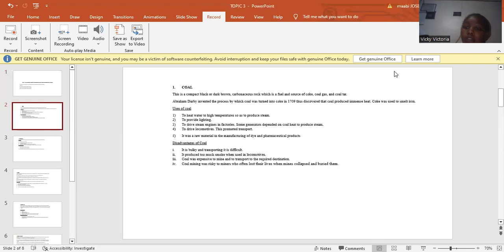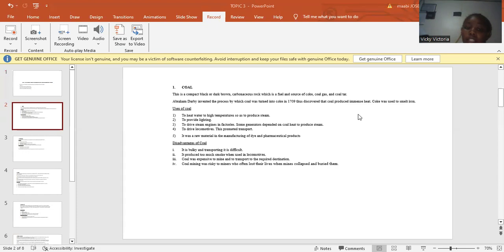The uses of coal. It was used to heat water to high temperatures so as to produce steam. It was also used to produce lighting, to drive steam engines in factories, and to drive locomotives. It is a raw material in the manufacturing of dye and pharmaceutical products.